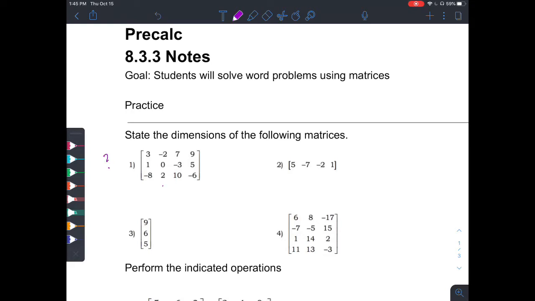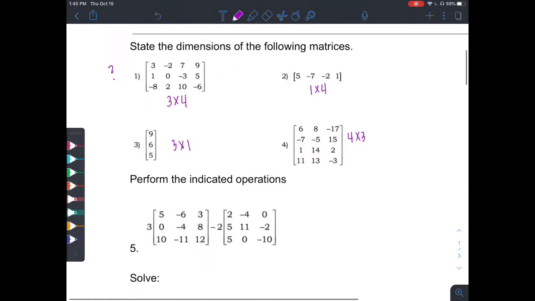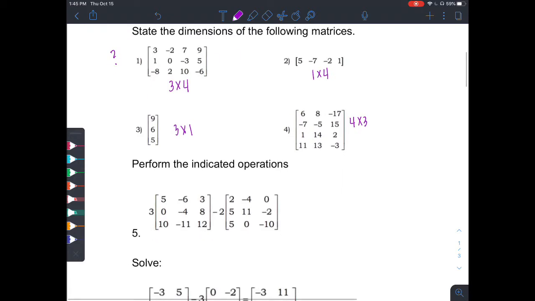For this one, you should have said 3 by 4. For 2, you should have had 1 by 4. For 3, you should have had 3 by 1. And for 4, you should have had 4 by 3. Okay, so we want to perform the indicated operation, so go ahead and do that one on your own.